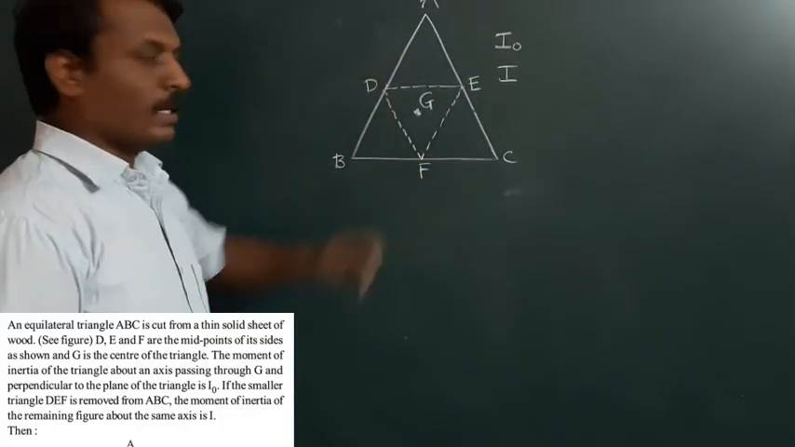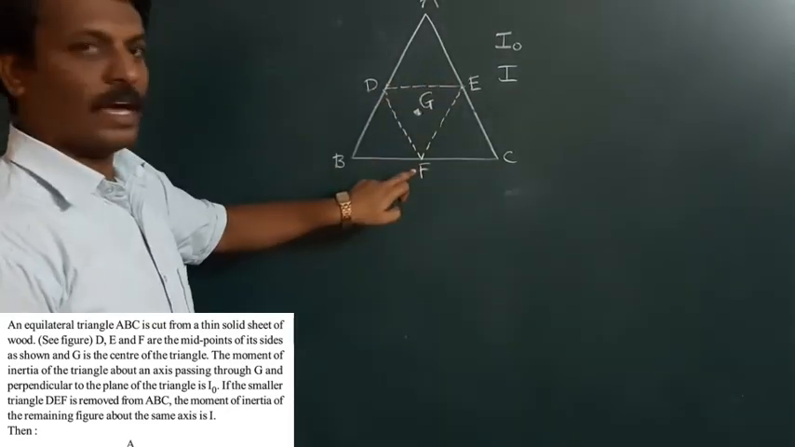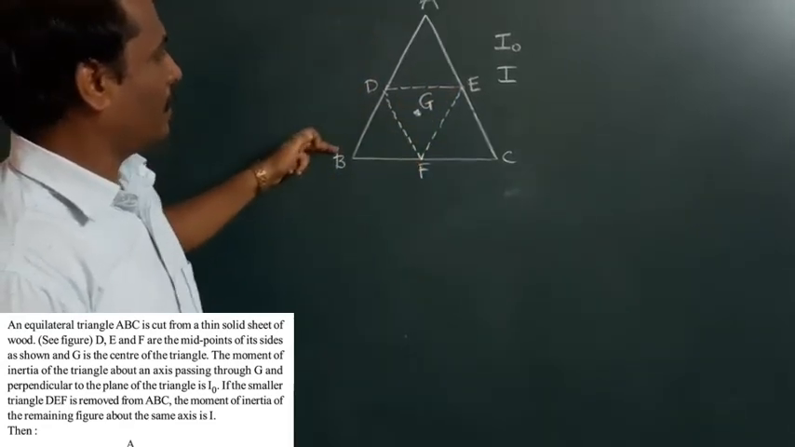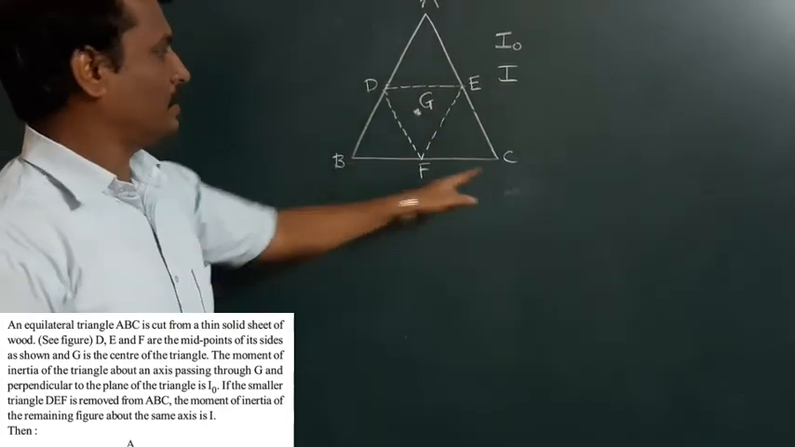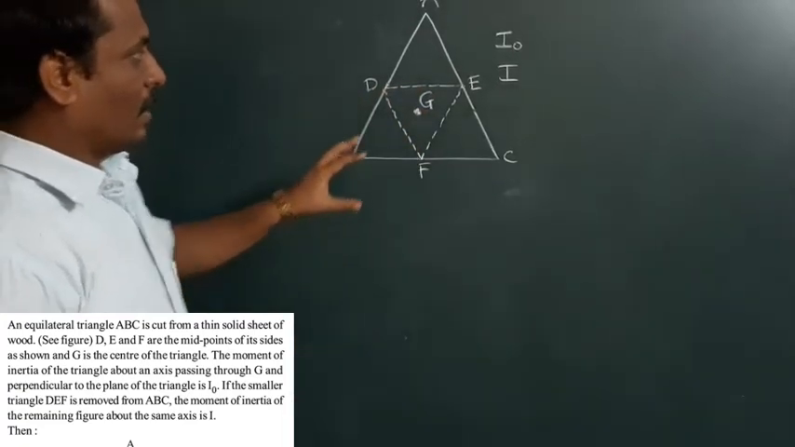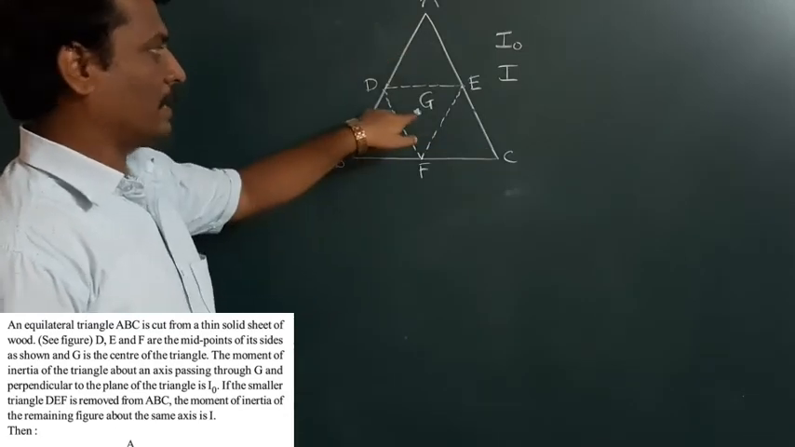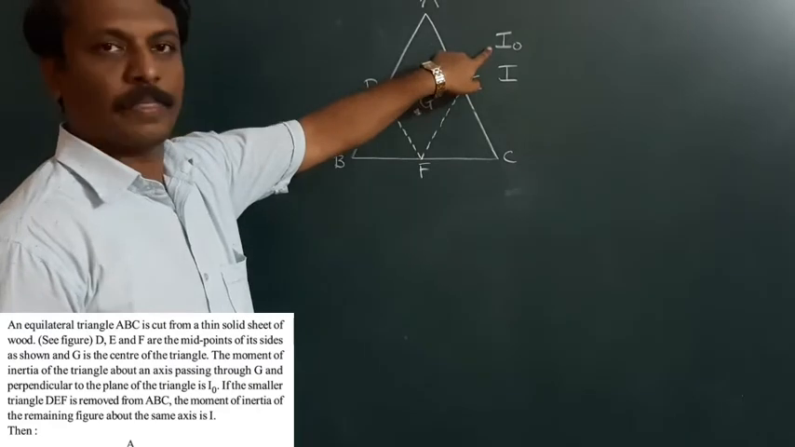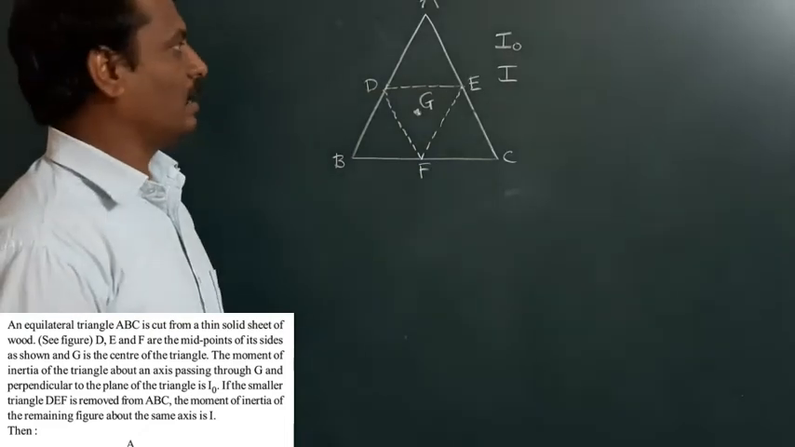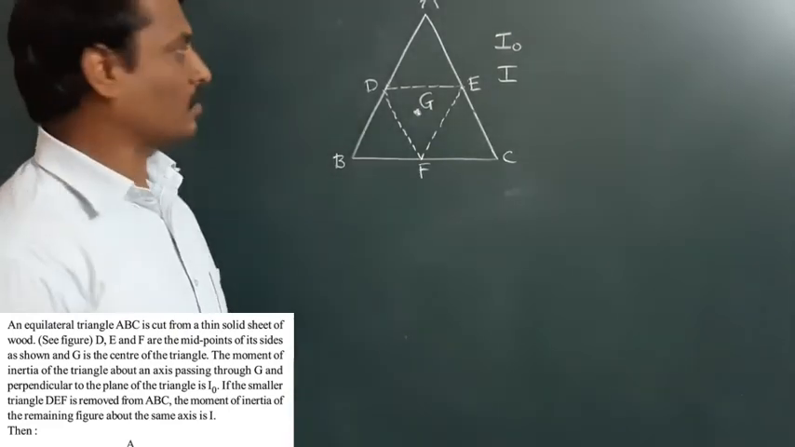Here ABC is a triangle made from a uniform thin sheet. D, E, F are the midpoints of the sides of this triangle. D is the midpoint of AB, E is the midpoint of AC, and F is the midpoint of BC. And now DEF is the small triangle. It is given that the moment of inertia of triangle ABC about an axis passing through its center of gravity G is I naught. Now if this small triangle DEF is removed, the moment of inertia is I. Then what is the relation between I and I naught? That is the question.